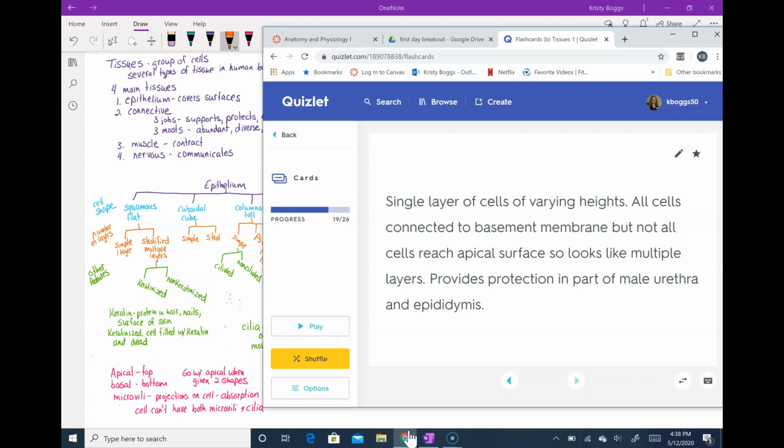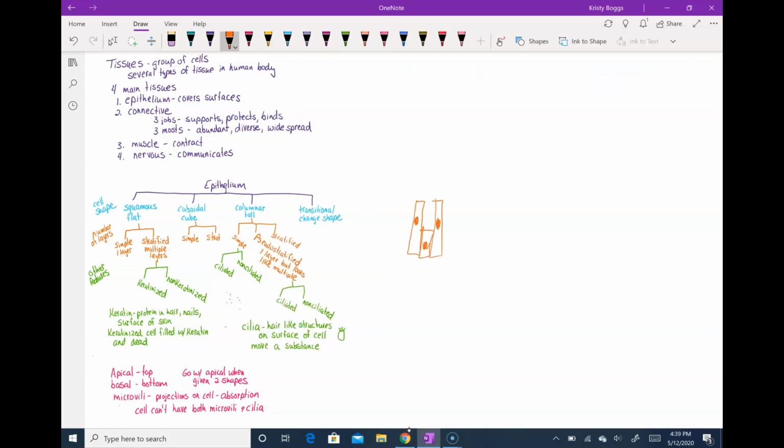Single layer cells of varying heights, all cells connected to basement membrane, but not all reach apical surface, so it looks like multiple layers. That's your pseudostratified. And notice it doesn't tell us anything else. It says provides protection in part of male urethra and epididymis. But if we know that it is pseudostratified columnar, notice pseudostratified has to be columnar. You don't see pseudostratified anywhere else. So if you figure out from the clues that it's pseudostratified, you automatically know that it's columnar. So that's how we know the shape of it, even though it doesn't tell us anything about shape.